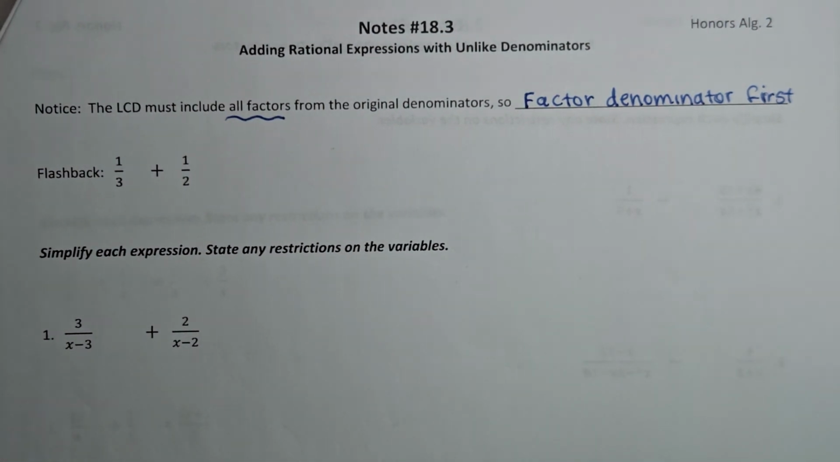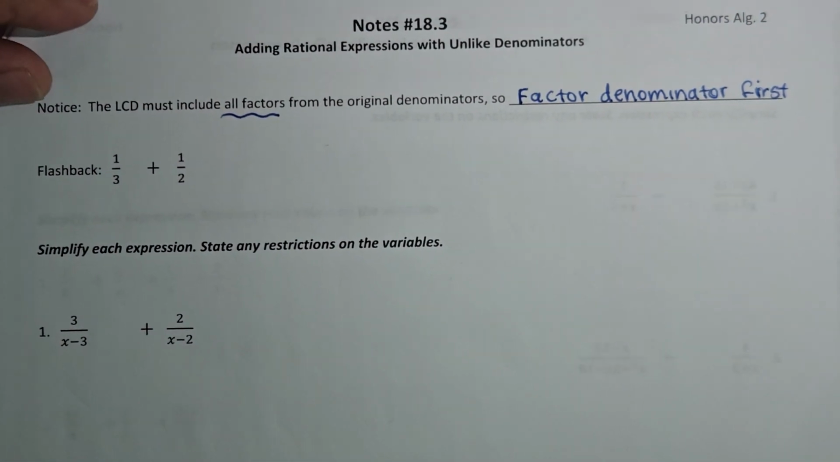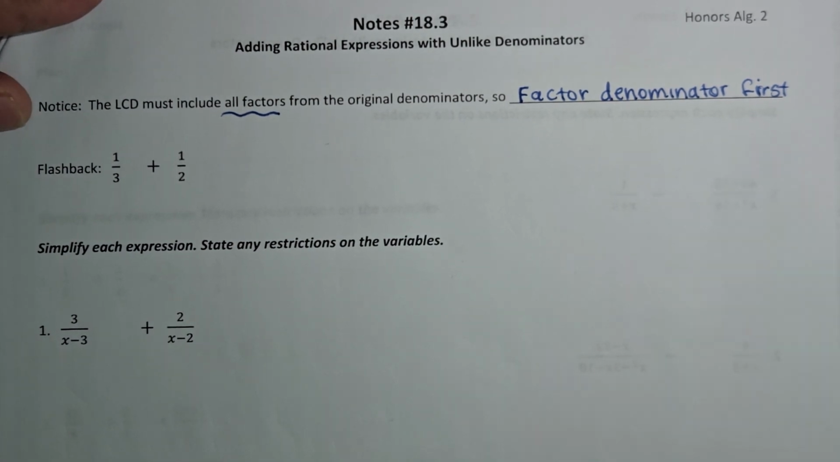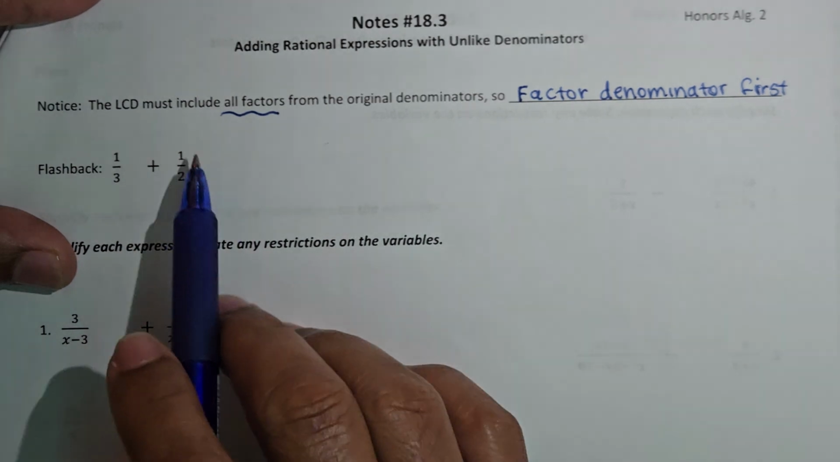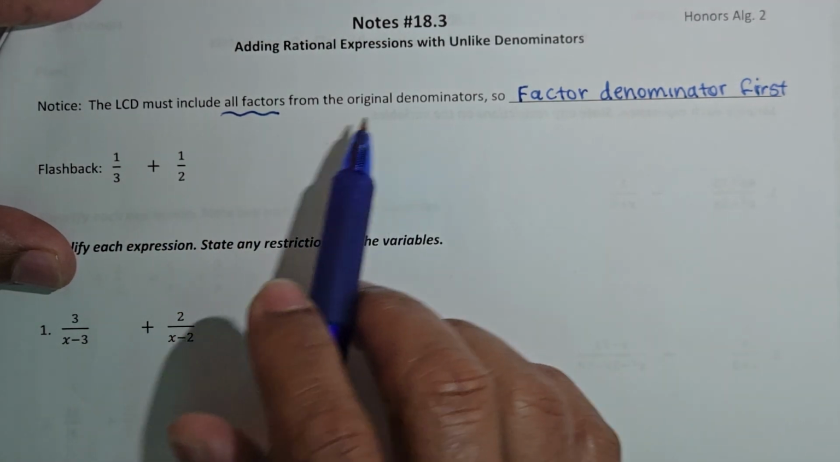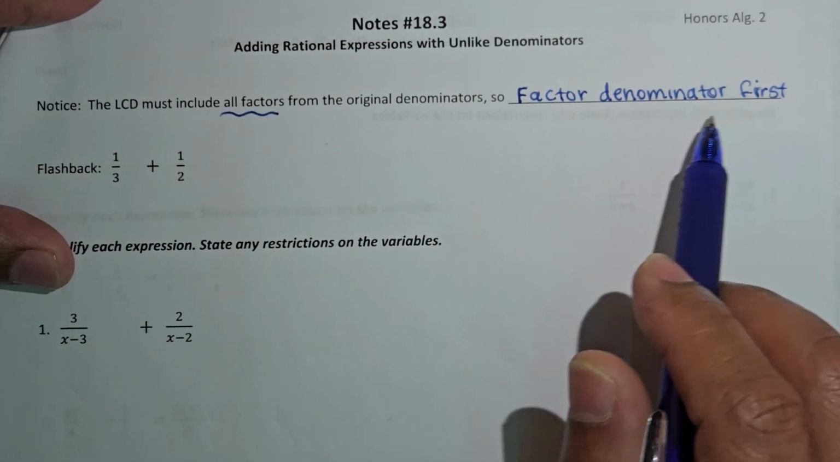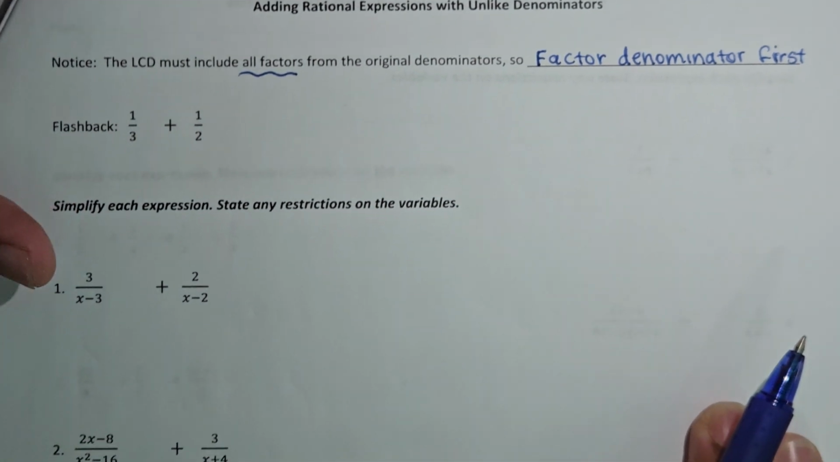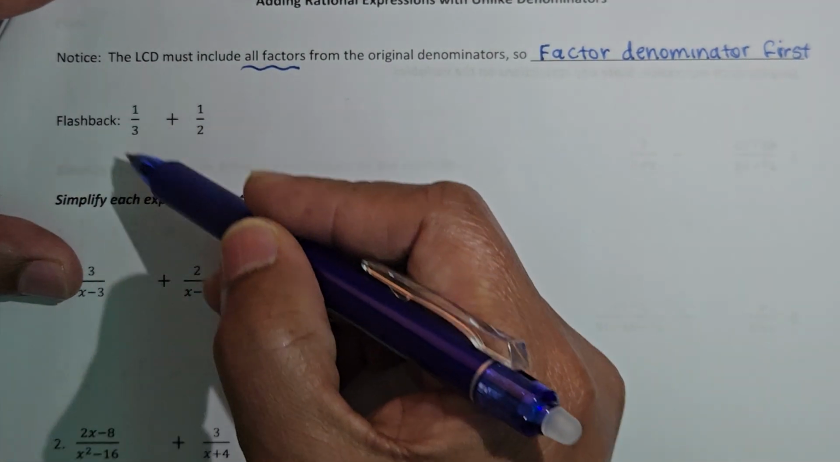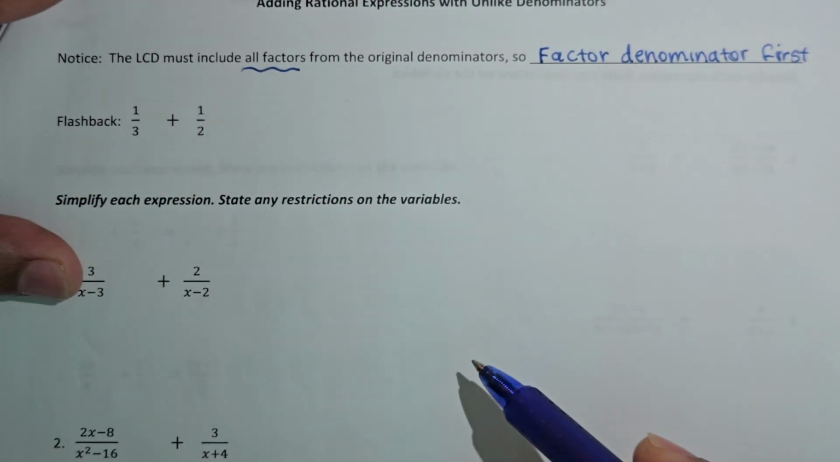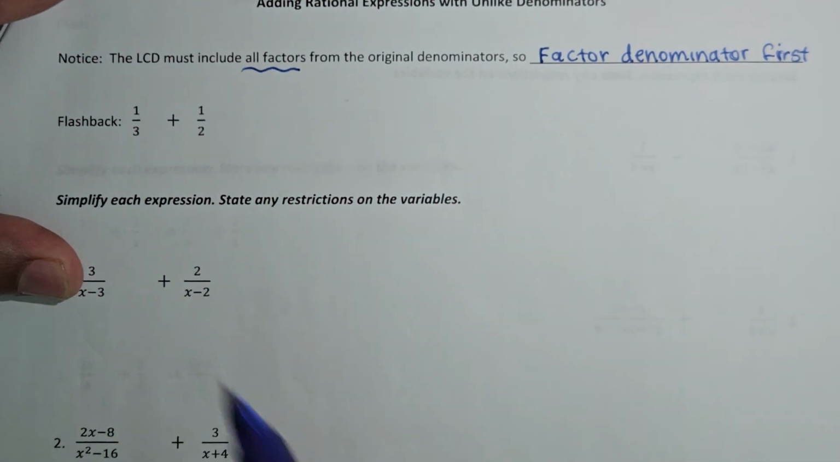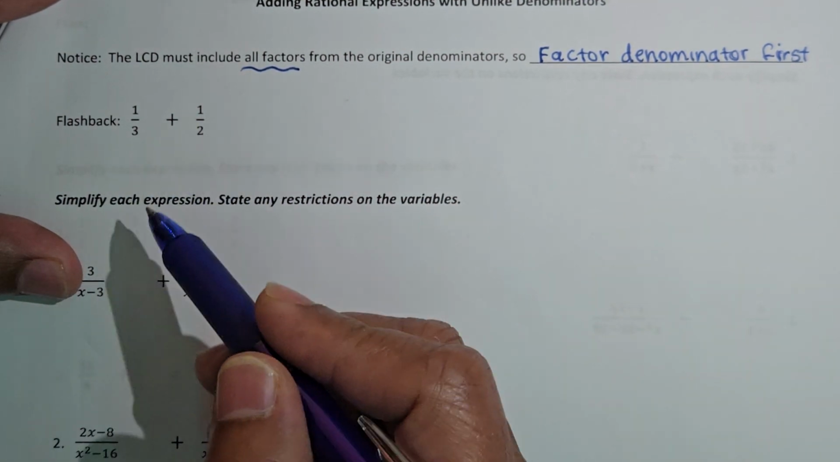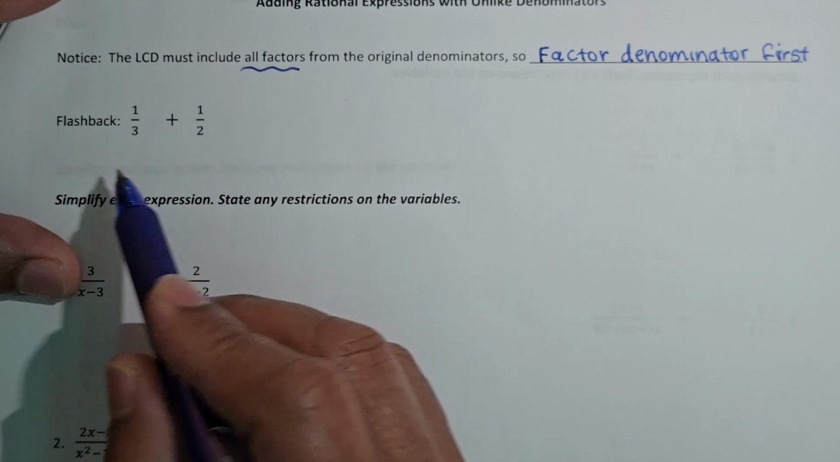Hi everyone. This will be the third lesson on how to add and subtract rational expressions with unlike denominators, or non-common denominators. Notice that the LCD must include all factors from the original denominators, so factor the denominators first. For example, when you see this for the first time, sometimes this works, sometimes it doesn't, but if it works, then try it out.